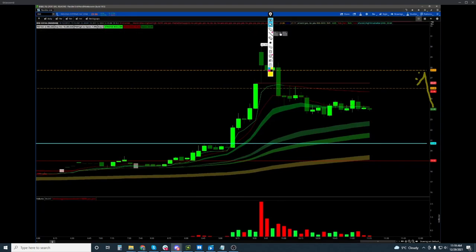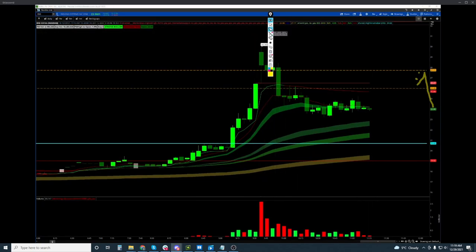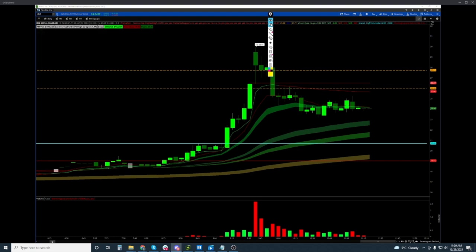Okay, so three scenarios. I'm looking for a fake out into this area of the VWAP, or if the 90MA breaks the VWAP and we start curling to the upside, or a day three gap down play. All other things, tested and backtested with numbers, are basically higher risk for me.